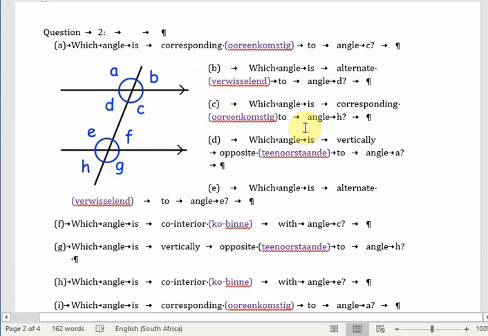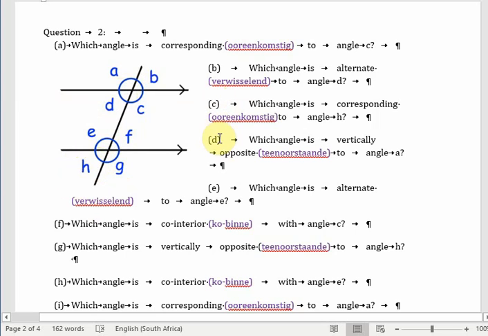Vraag C, which angle is corresponding to angle H? So corresponding means we can form an F. Ooreenkomstig beteken ons kan 'n F maak en dan is dit die hoeke wat op dieselfde plek is relatief tot daai parallelle lyne. So al twee onder, al twee links is D en H. So D and H, those two are corresponding at question C.